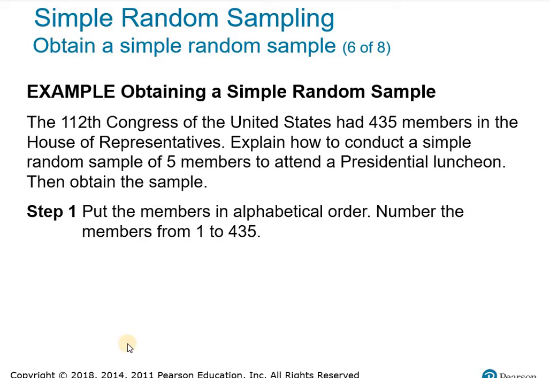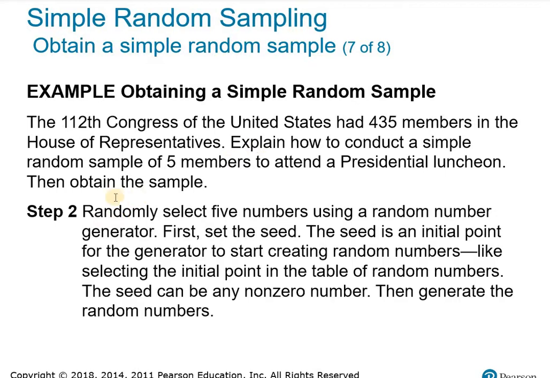The 112th Congress of the United States had 435 members in the House of Representatives. Explain how to conduct a simple random sample of 5 members to attend the presidential luncheon. Then obtain the sample. First, we're going to put the members in alphabetical order, just to make it a little bit nicer, and then number them from 1 to 435. The second step, we're going to randomly select 5 numbers using a random number generator like Excel. We're just going to use the RANDBETWEEN function in Excel in order to generate 5 numbers.